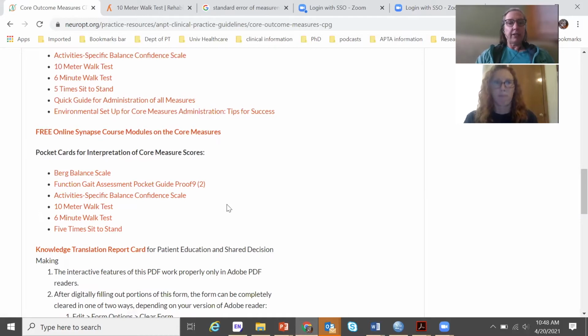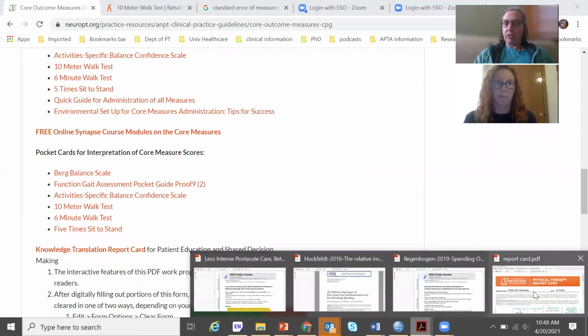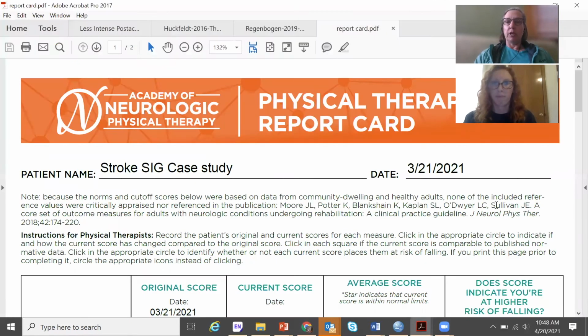And so what Cicely and I are going to do today is talk about the knowledge translation report card that is specifically related to these core outcome measures. So I'm going to show you what a report card will look like, and we're going to discuss aspects of this report card. When we look at your report card, this is a great way to help you guide your patient and provide them feedback on how they're doing on their progress.